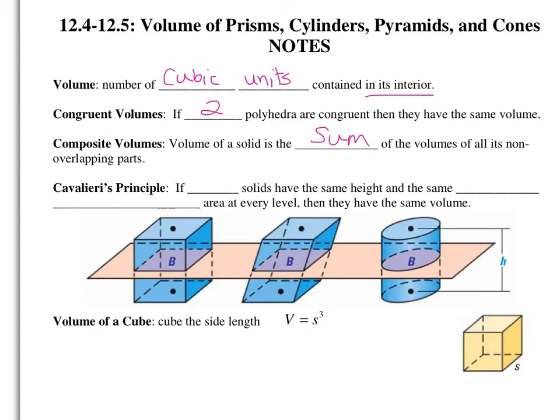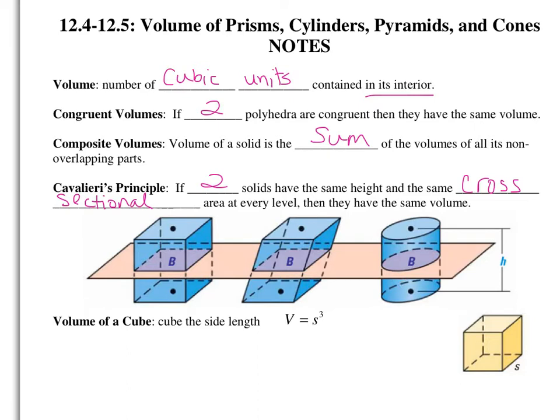Cavalieri's principle is basically saying that if we have two solids with the same height and they have the same cross-sectional area at every level, then they have the same volume. So if you're looking at these three pictures right here, you notice that some of these are oblique, but as long as the cross sections at all of those spaces along the way, if I slice up into lots of little tiny pieces, have the same area, then the combined volume of these two prisms will be the same as well.